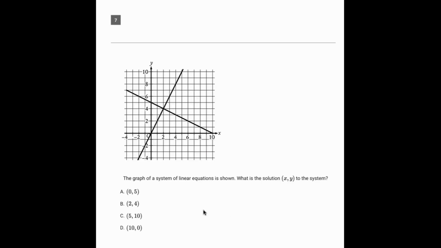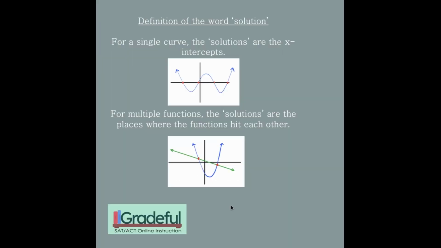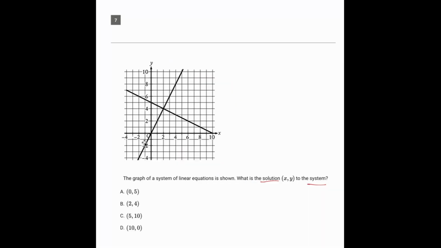Now going over to question number 7 here. Here we're being asked what is the solution for this system of equations. And let's talk for a second about the word solution, which is surprisingly complicated. For a single curve, the solutions would be the x-intercepts. So these would be the solutions here. But for multiple curves or functions, the solutions are the places where they hit each other. So you have the same word meaning different things in two primary situations. So coming over here, the solution for multiple functions is where they hit one another. And that right there is the point 2, 4, because x is 2 and y is 4. And that's answer choice B here.